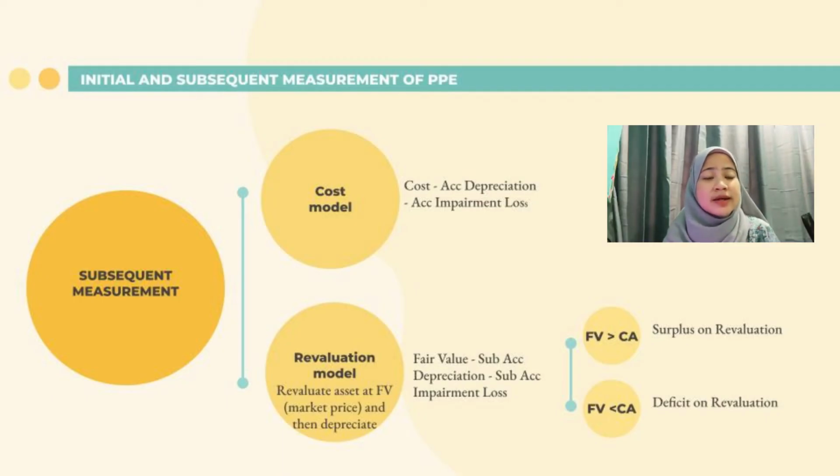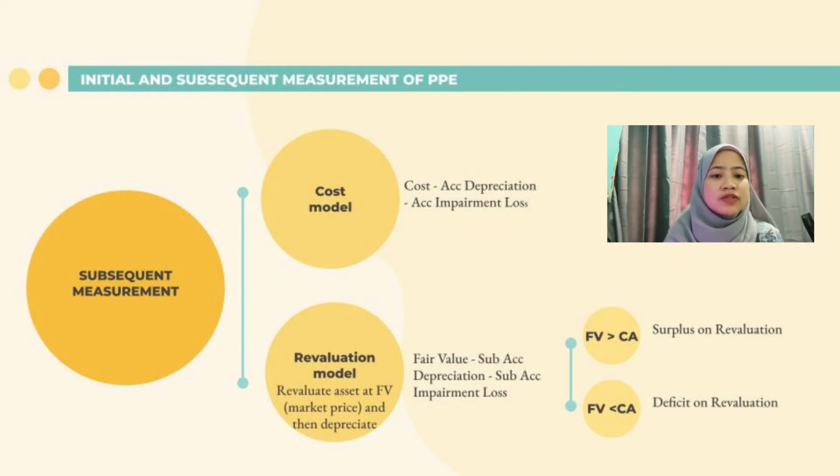Subsequent measurement is a measurement that you recognize after your initial measurement. Subsequent measurement is divided in two, which are the cost model and the revaluation model. A company may choose only one subsequent measurement. If a company uses the cost model in measuring the asset, they have to use it consistently, so that their entire class of asset uses the same subsequent measurement. If a company uses the cost model, they will count assets as cost minus accumulated depreciation minus impairment loss.